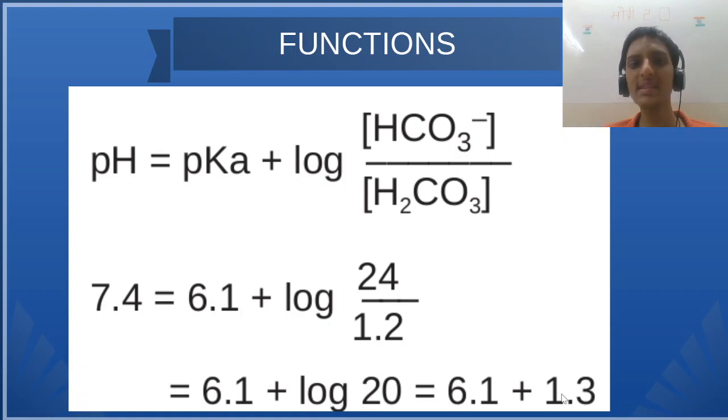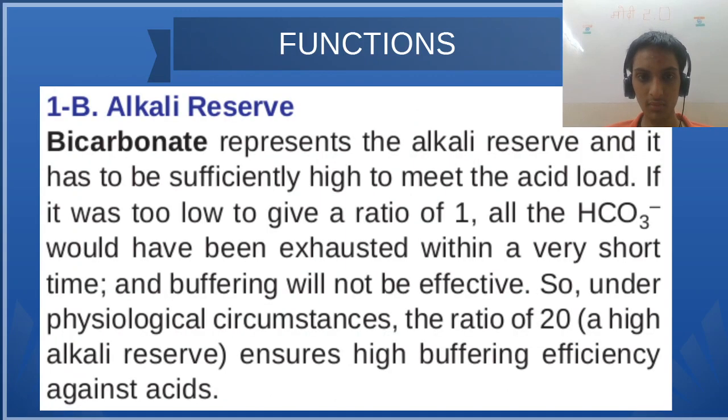The sum of this will be 7.4 exactly here. Is the left and right hand side equal? Obviously equal. So what does this tell us? This tells us that at a pH of 7.4, this buffer is strong. This is important for the alkali reserve. The alkali reserve is important for the bicarb buffer. It is the effective buffering of the H plus ion so as to maintain the body pH. And if the body pH is maintained, the metabolic processes will happen normally. There won't be any acidosis or alkalosis. No question of that.